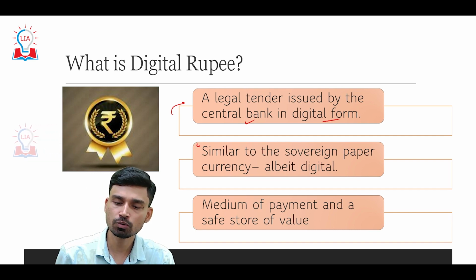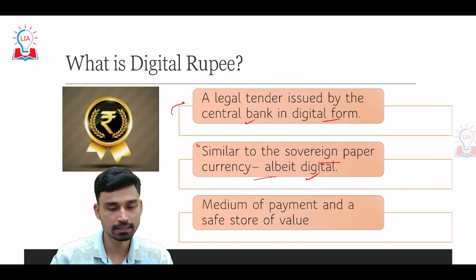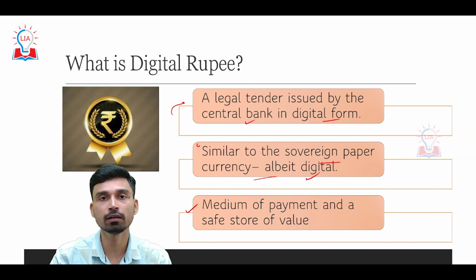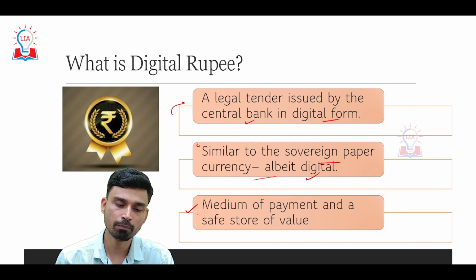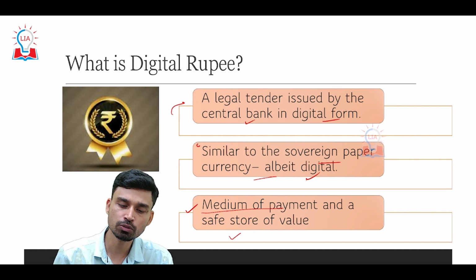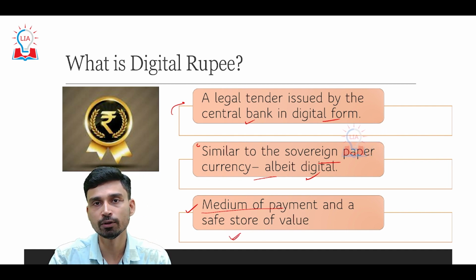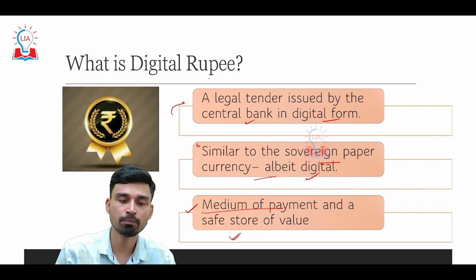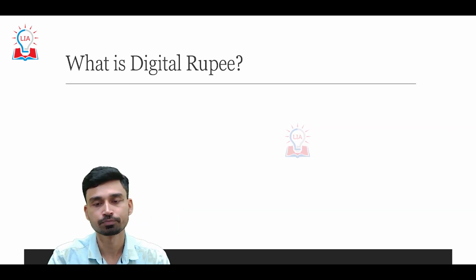So it is very similar to the sovereign paper currency, albeit digital in nature, and it will serve both purposes generally attributed to any currency. It will be a medium of payment that is acceptable by all, and it will also be used as a safe store of value. So it will be a unit of value and a medium of payment. That is the main importance and significance of the digital rupee.